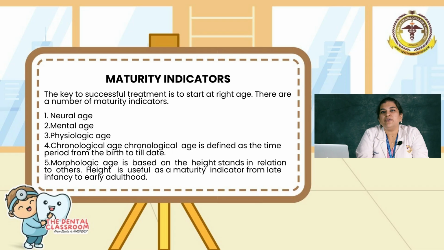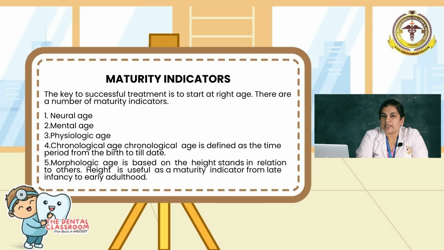There's something called a neural age. Neural age corresponds to the development of neural tissue and the age of the neural tissue. There's something called a mental age, which basically comprises your intellectual quotient and your emotional quotient and gives you the mental age of an individual.